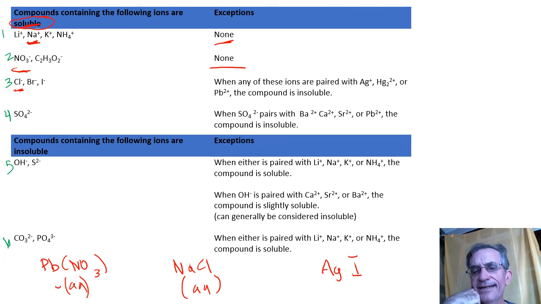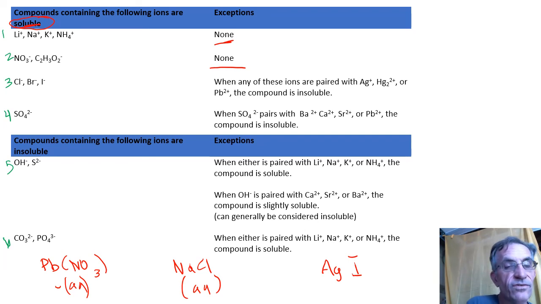Silver iodide. I need to find a rule that has to do with silver or iodide. Let me erase a little bit of this. It's getting messy. All right, so silver or iodide. Do you see a rule that has to do with silver iodide? I see one. It's rule number 3. Rule number 3 tells me what iodide does. If you've got iodide, you dissolve.